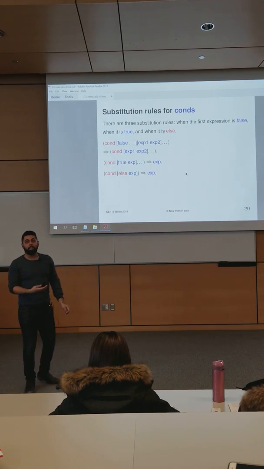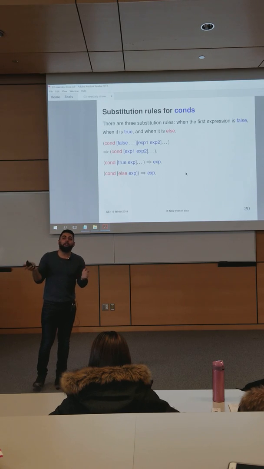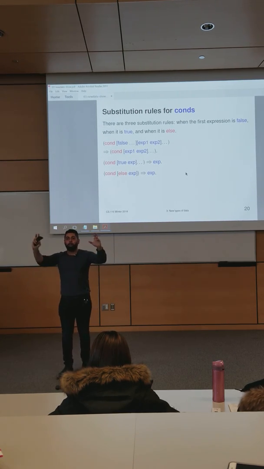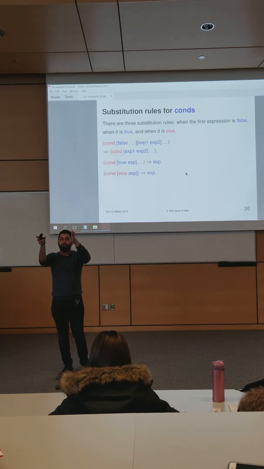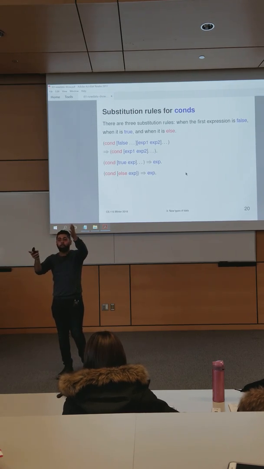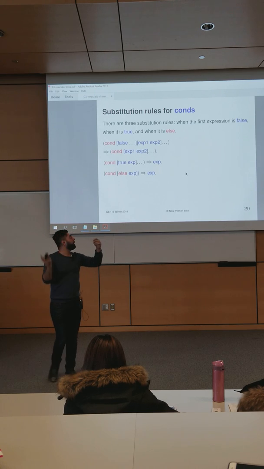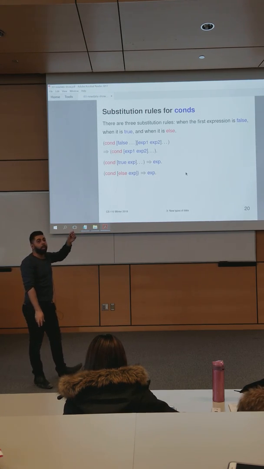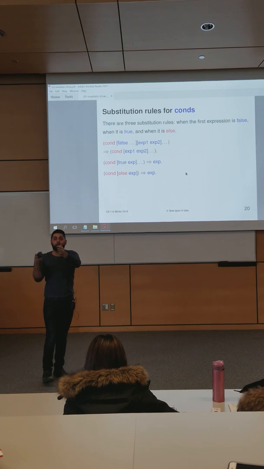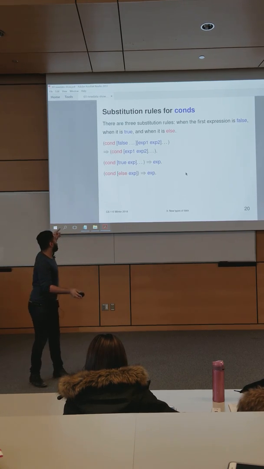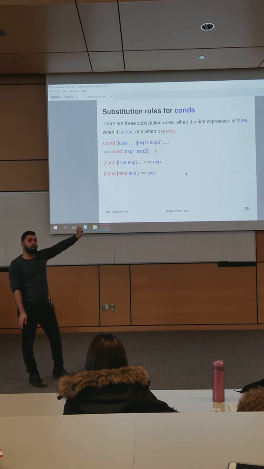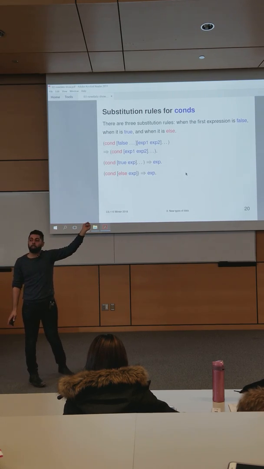Does this make sense? So one final time, a bunch of square brackets. And within each square bracket, there's a question and an answer. If the question's true, you return the answer. So that's cond true expression, you return the expression. If the question's false, you go on to the next question. So that's cond false, dot dot dot, and then the next expression, you go on to the next expression.